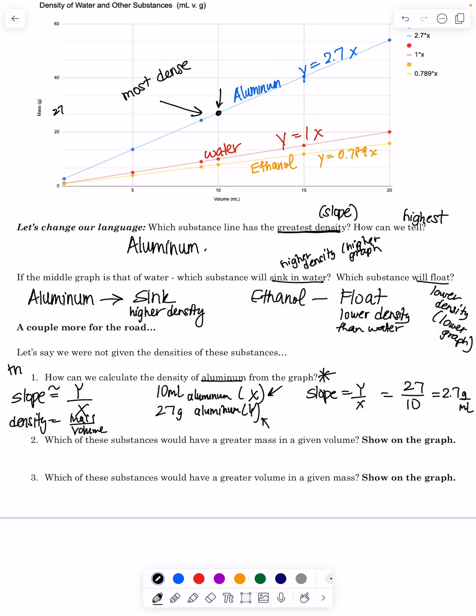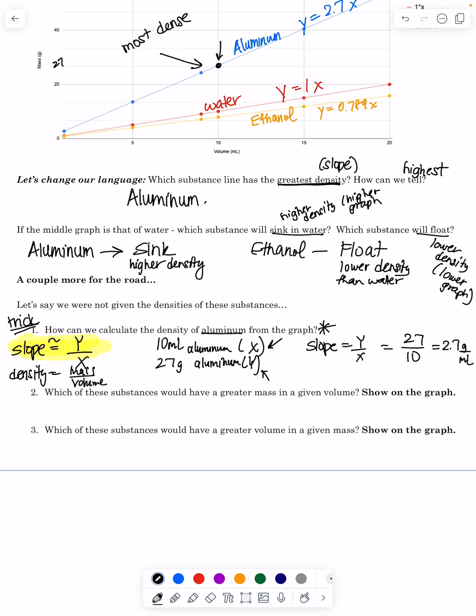This is a nice little trick. If I wasn't given the data, if I can't see it, I could estimate and just do Y over X. It's a nice, quick trick to calculate slope approximately. If you wanted to, you could do y2 minus y1 over x2 minus x1. There's going to be a very important data point here: 0, 0. At 0 milliliters, there will always be 0 grams. So we could do 27 minus 0 divided by 10 minus 0. I get the same answer. Slope is approximately y divided by x, or mass divided by volume for us.